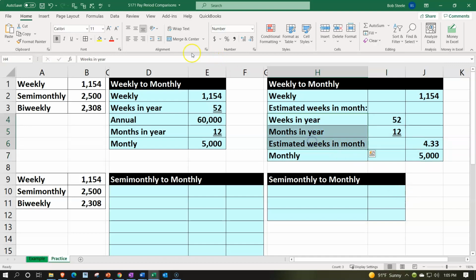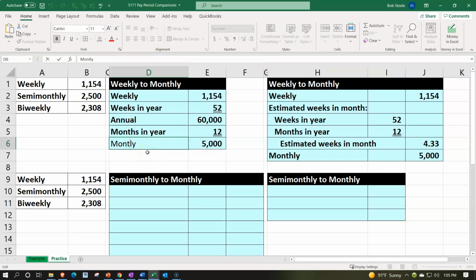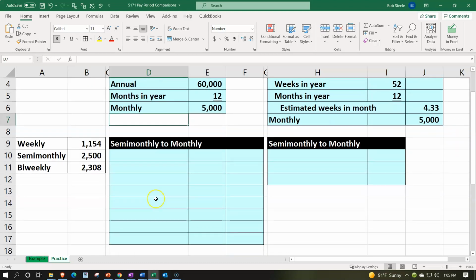So I'm going to do alignment, indent, and indent. But the general rule, if you break it out to a yearly amount and then back down to whatever period you're looking at, monthly in this case, that's probably a standard rule that'll work more easily no matter what your pay period is. So let's do the same for semi-monthly.